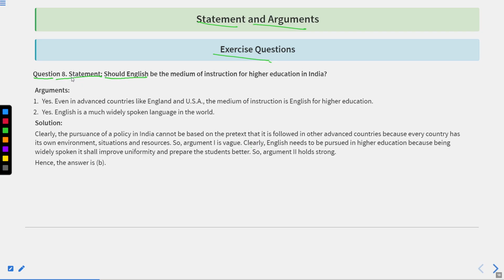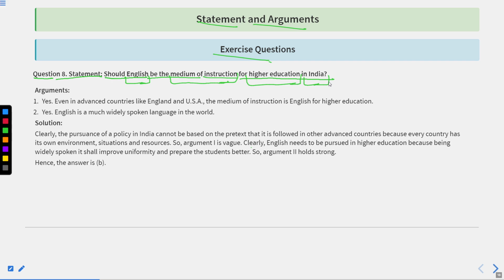I would like to clarify here that question number 8 gives a statement in the form of a question which asks the public, should English be the medium of instruction for higher education in India? So the three things that we need to take into consideration are: should English, so we are talking about the word English, medium of instruction, and higher education in India. So, should English be the medium of instruction for higher education in India?